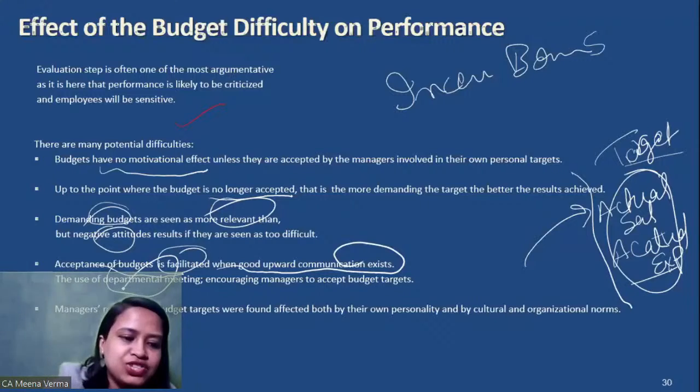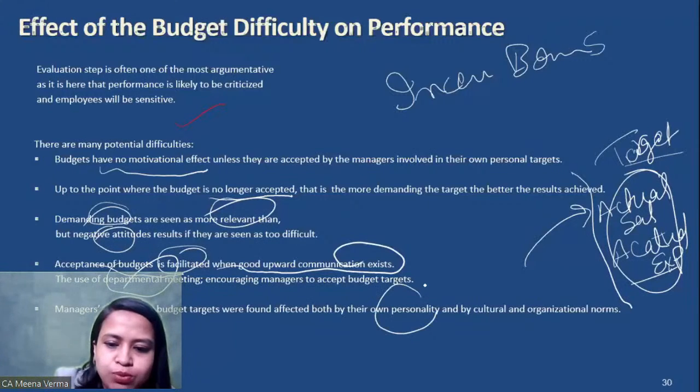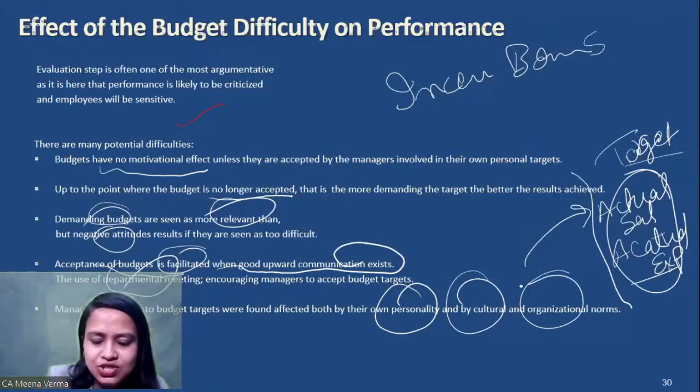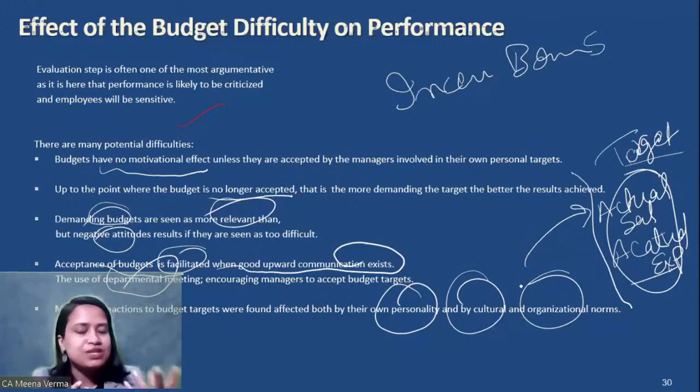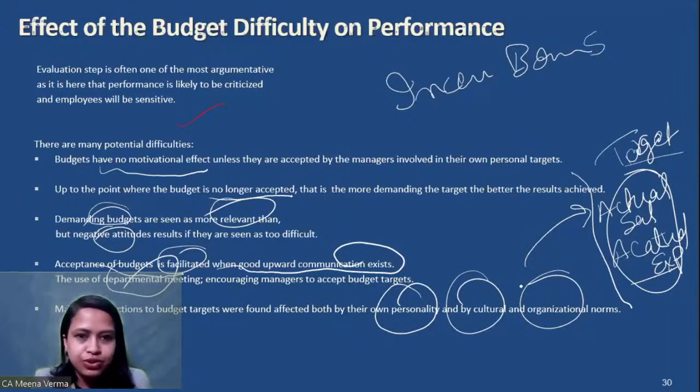Then, managers' reactions to the budget target are found to be affected by their own personality, culture, and organizational norms. Everyone's personality is different. Everyone's own values are different. Own culture is different. We all are different personalities. We are not the same kind of people.